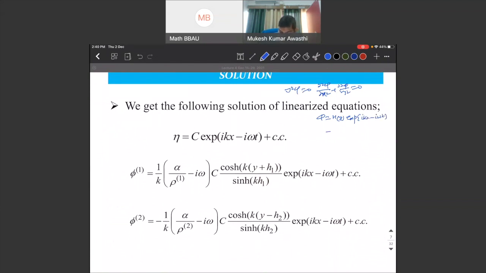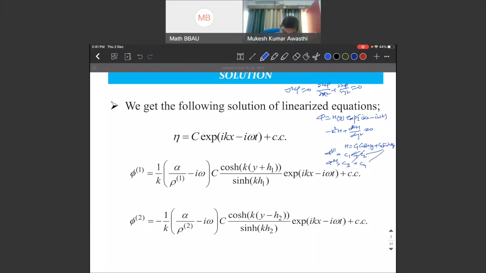We are using the normal mode technique, so phi can be written as h(y) exponential i kx minus i omega t, and so in that case it is minus k square h plus d2h by dy square equal to 0, and so h can be written as c1 cos hyperbolic ky plus c2 sine hyperbolic ky. Similarly, phi 1 and phi 2 will contain c1 and c2, phi 2 will contain c3 and c4, with cos hyperbolic ky and sine hyperbolic ky.